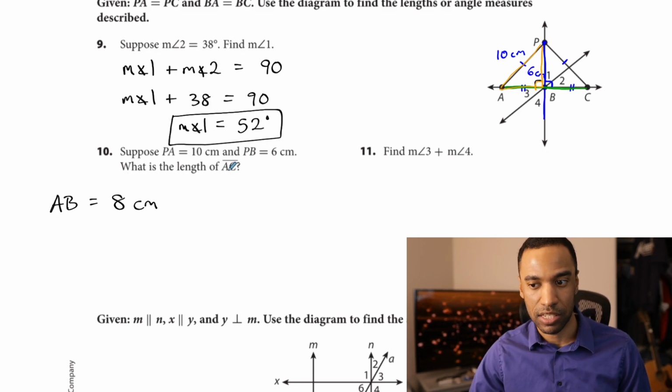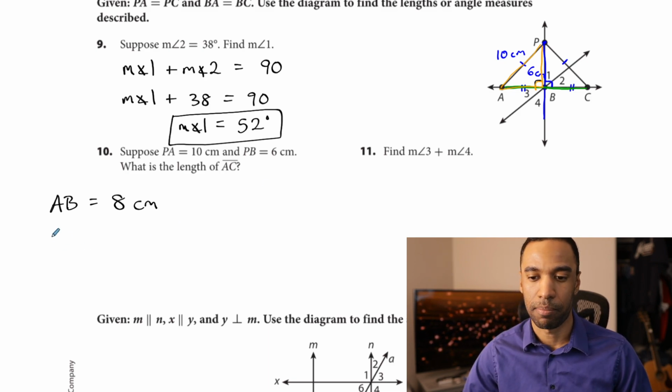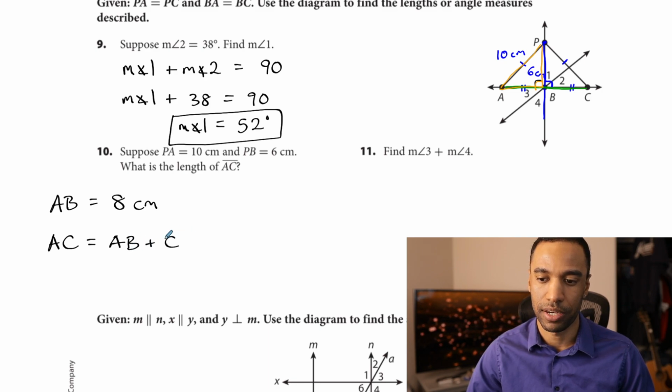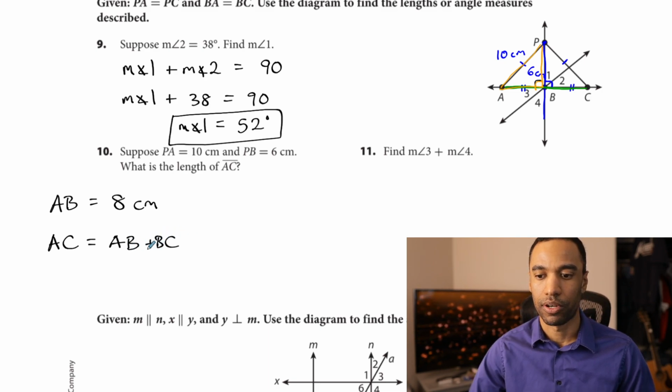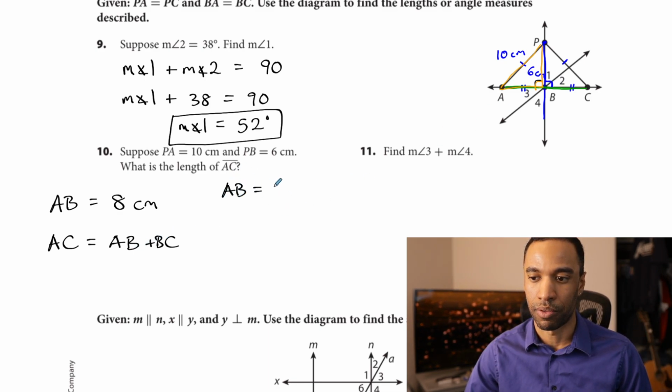Now I need to find the length of AC. AC is the length of AB plus the length of BC, because they are collinear segments. Now, AB is equal to BC. We already know that. And BC, therefore, is 8 centimeters.